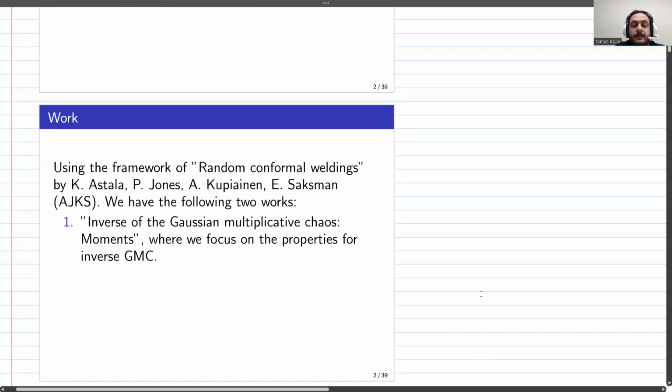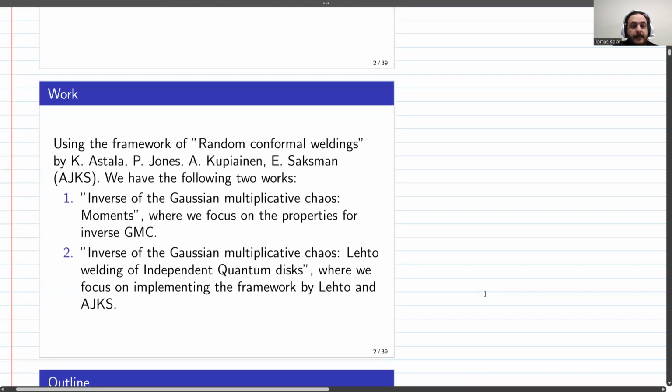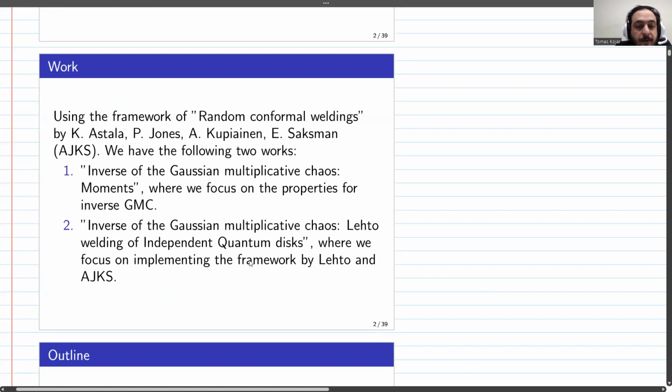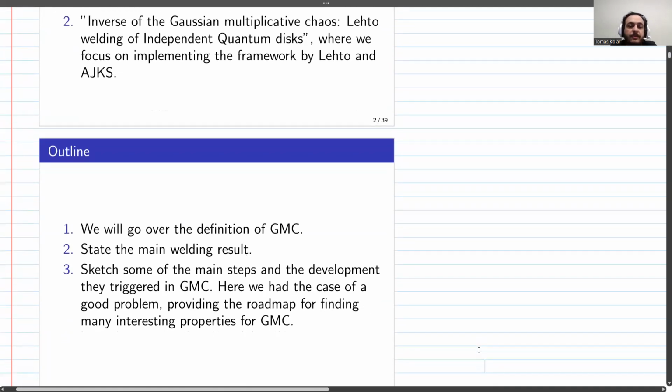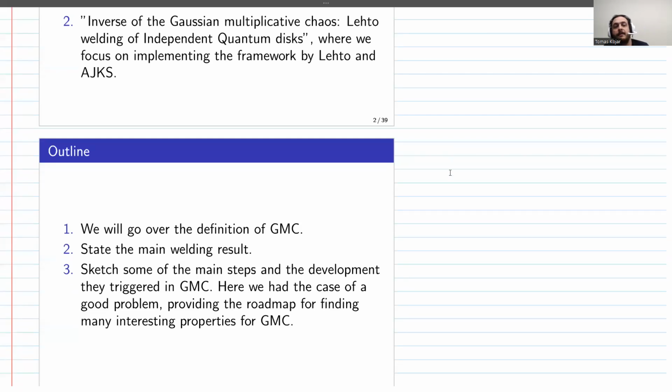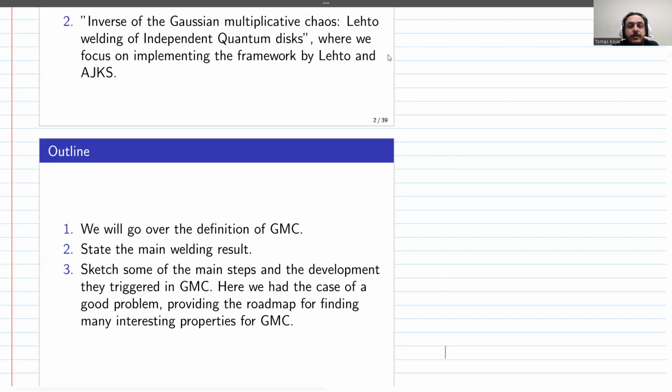We studied its moments and some decoupling. And then using those properties and the framework by random conformal welding, or for short, we will say AGKS, we proved the welding problem. So we'll go over the definition of GMC and its inverse. We'll state the main welding result and some of the main steps and the development they triggered in GMC.